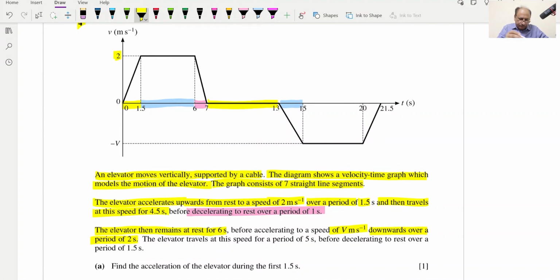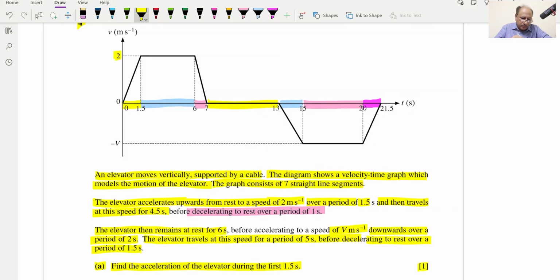The elevator travels at this speed for a period of 5 seconds. So the period of 5 seconds is this much, from 15 to 20, decelerating to rest over a period of 1.5 seconds. So lastly, again 1.5 is deceleration up to this one. Now what we have to find, a part, find the acceleration of the elevator during the first 1.5 seconds. This is a 1 mark question.